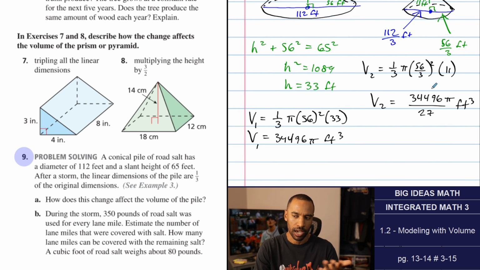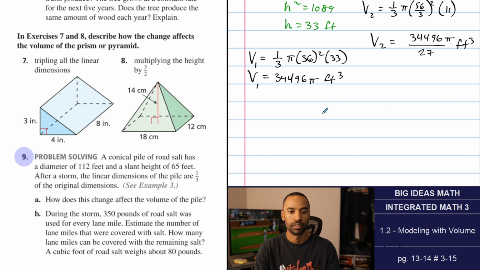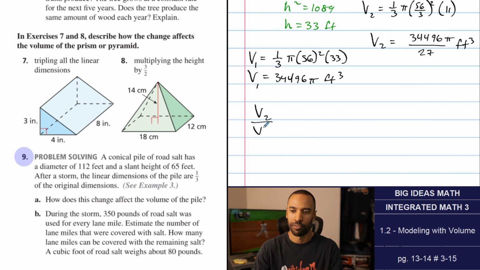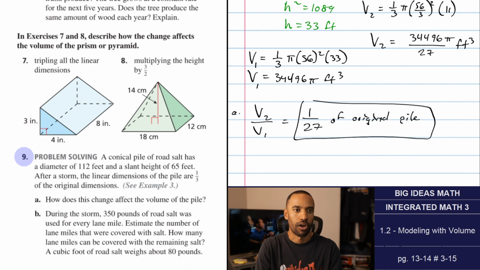When I divide one versus the other, you're going to get that one is 1/27th the size of the other. How does this change affect the volume of the pile? It becomes 1/27th what it previously was. The linear dimensions of the pile are 1/3 of the original dimensions. So volume 2 over volume 1 is going to be 1/27th of what it was. One of them is 27 times smaller than the original pile. So that's how I'm going about answering part A. And that's kind of all I can do with part A. Now part B.